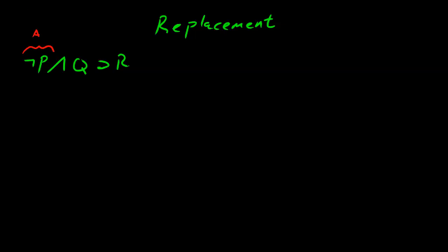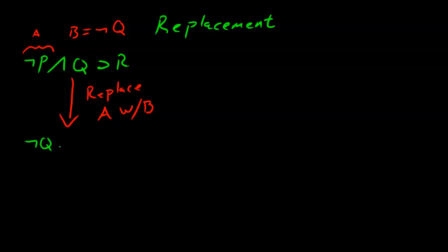Call it A. And let's say we had another formula, B, and let's say B was equal to not Q. We can then replace A with B to create a new formula, which in this case is not Q and Q implies R.